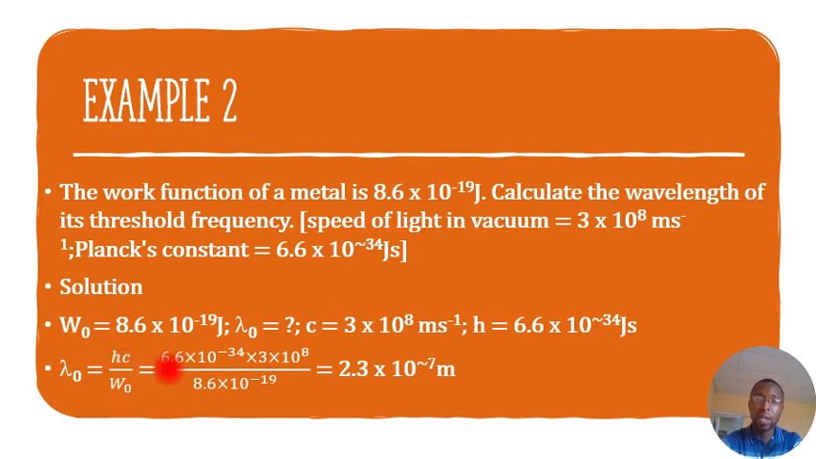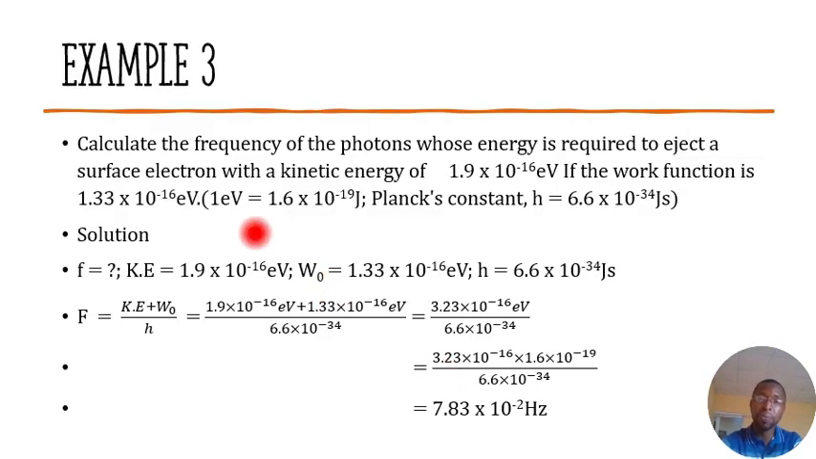So Planck constant is 6.6 times 10 to the power minus 34 multiplied by speed of light, which is 3 times 10 to the power 8, all divided by work function, that is 8.6 times 10 to the power minus 19. When we simplify this using our calculator or our law of indices, we have our wavelength to be 2.3 times 10 to the power minus 7 meters. Right? So we move on to the third example.